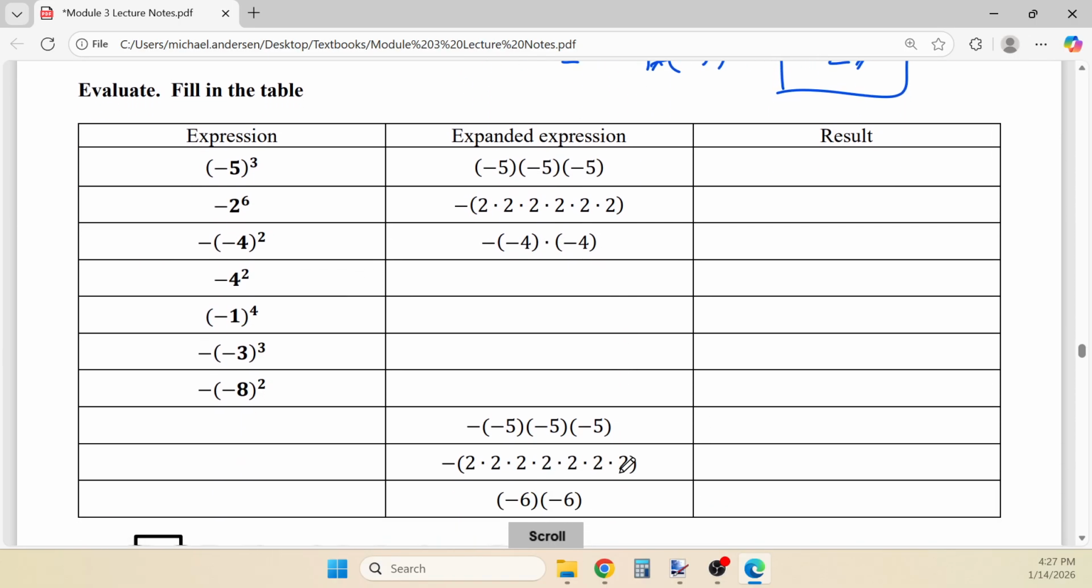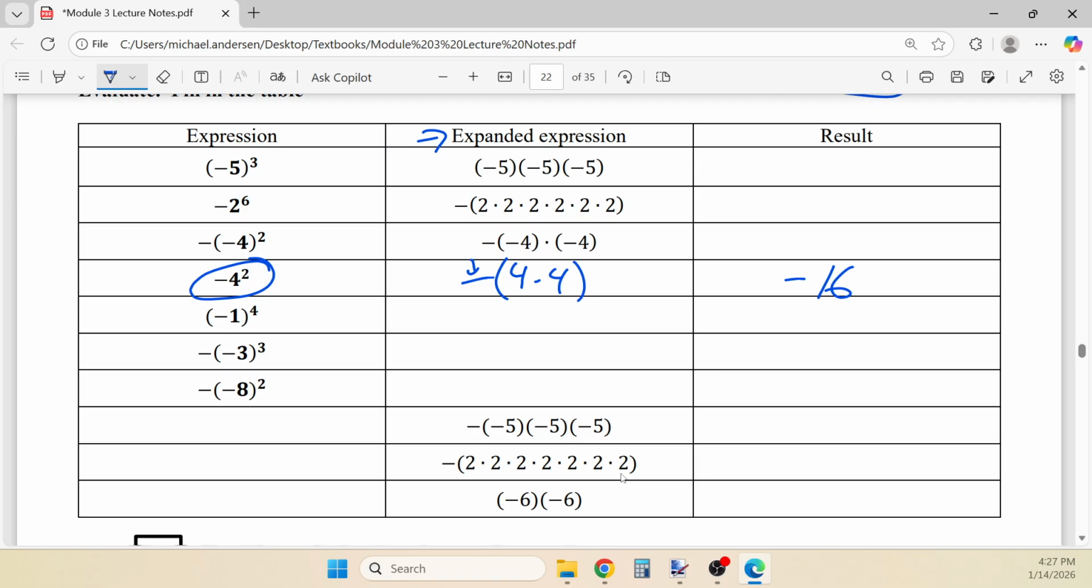Fill out this table. We're going to take each of these expressions here, and we're going to expand them into multiplication. So this is negative 4 times 4, for instance. And then we're going to give a result. 4 times 4 is 16, and we make it negative. Not so bad.